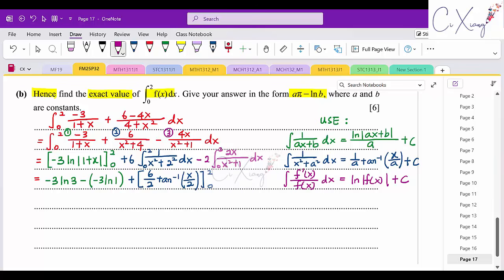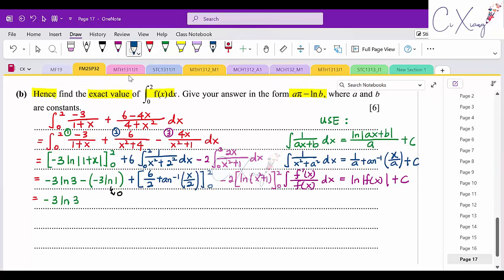Then for the third part, -2 is a constant. You can just copy it if you want. Then integrate the f prime x over f(x) pattern, you have ln. So I'm having ln of x squared plus 1 with the limit 2 and also 0. And now I can further simplify all the terms here. Ln 1 is a 0. Okay? For the first term, I'm having -3 ln 3. Then minus 0, or plus 0 also can.